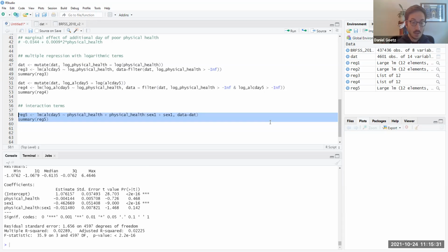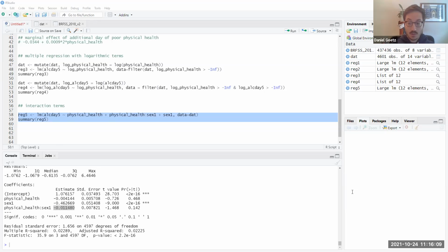We'll run this, take a look. What do we see? We see that there's a negative effect of physical health on days spent drinking. Negative effect of number of days of poor physical health on days spent drinking as before. If you're a woman, you drink a lot less, right? So if sex1 equals 1, so women compared to men spend half a day fewer in the past week drinking. And then finally, this coefficient here.